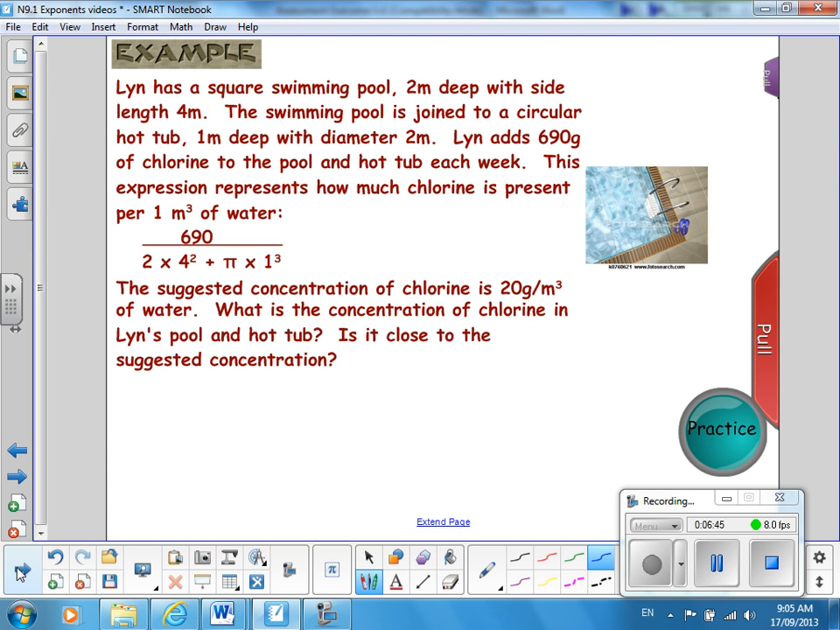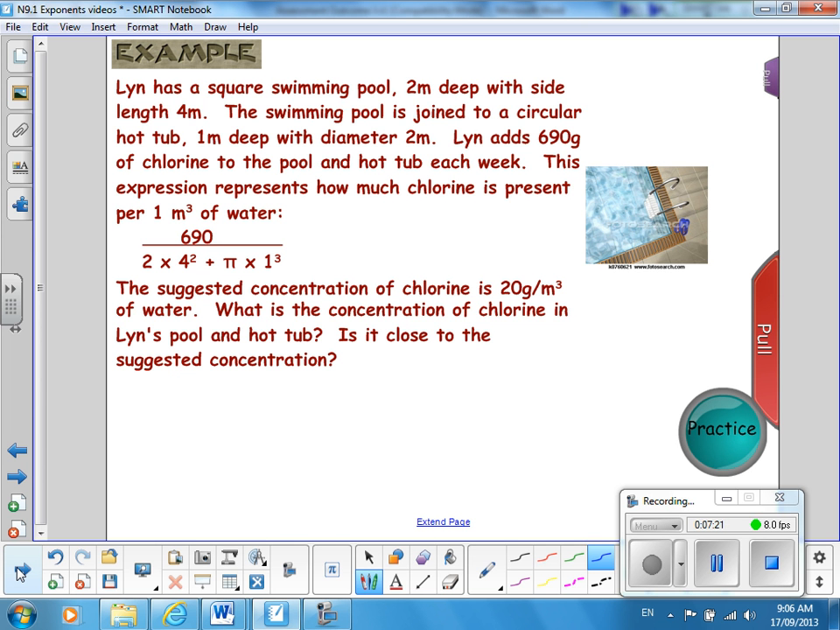Lynn has a square swimming pool, 2 meters deep with side length 4 meters. The swimming pool is joined to a circular hot tub, 1 meter deep with diameter 2 meters. Lynn adds 690 grams of chlorine to the pool and hot tub each week. This expression represents how much chlorine is present per 1 meter cubed of water. So we have an expression there. The suggested concentration of chlorine is 20 grams per meter cubed of water. What is the concentration of chlorine in Lynn's pool and hot tub, and is it close to the suggested concentration?